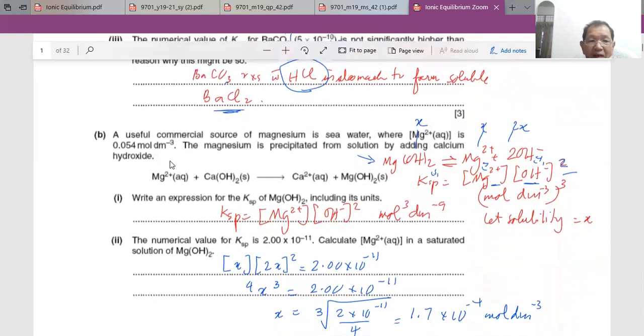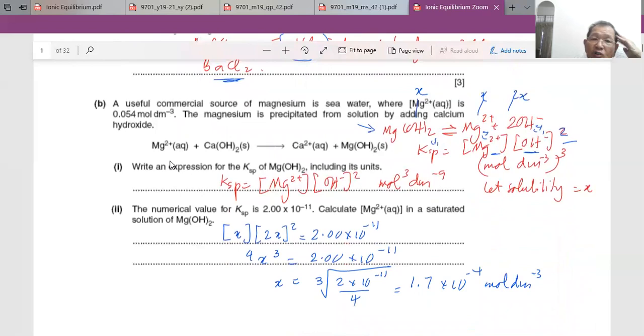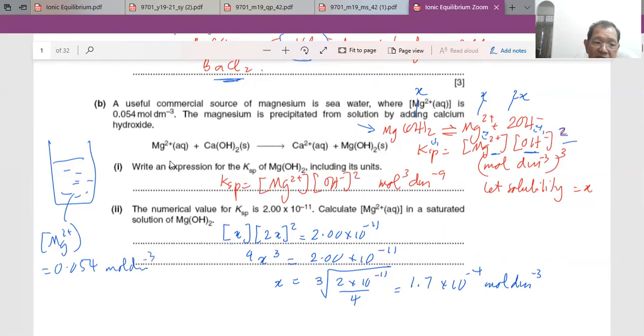Now here the second one. A useful commercial source of magnesium is seawater, where magnesium Mg2+ is. So in the seawater, there is magnesium. The concentration of magnesium in the seawater is equal to what? Quite a lot. That's why you can drink it, magnesium chloride. This is from the sea, quite a high concentration.